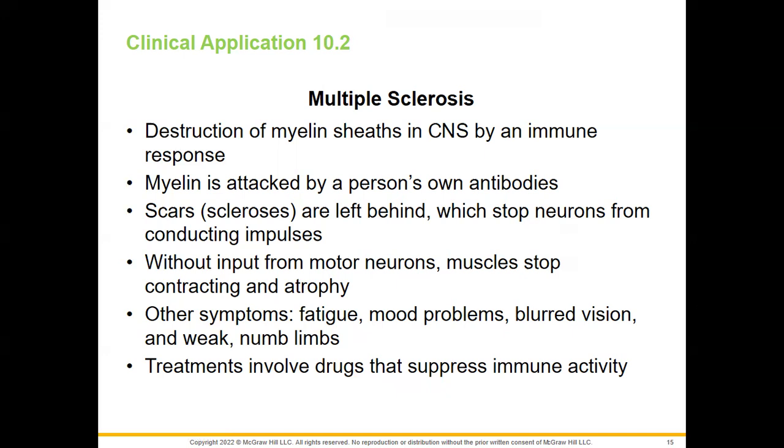If a muscle no longer contracts, remember the body is very efficient. It doesn't need to keep the same amount of bulk for muscles that are no longer using that bulk. So those muscles get smaller and atrophy.